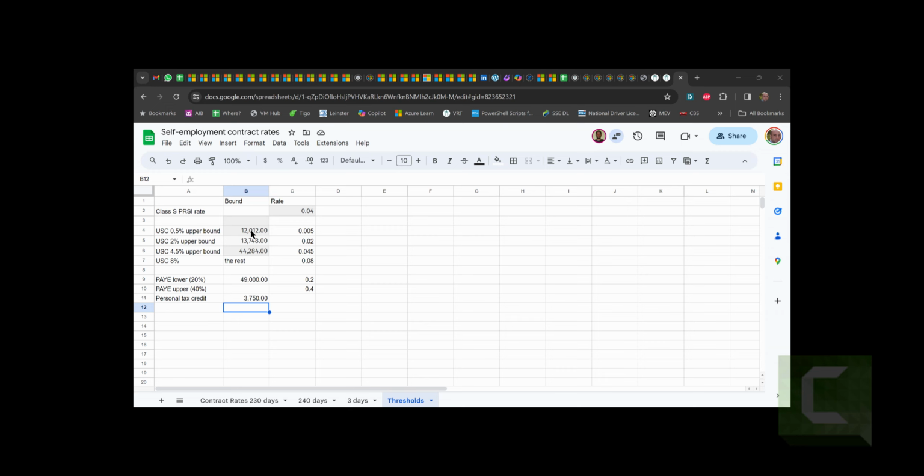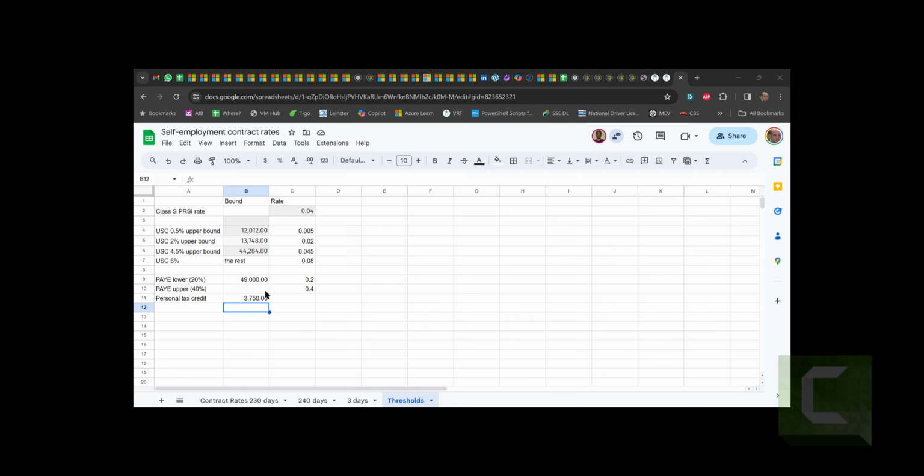So for the first 12 and a bit grand, you pay 0.5% on the USC. The next, in my case, 13,748 for 2024, you pay 2%. Then the next 44 and a bit, 4.5%, and then everything after that at 8. Then for me, the 20% band for PAYE stops at 49. And everything above that is 40.